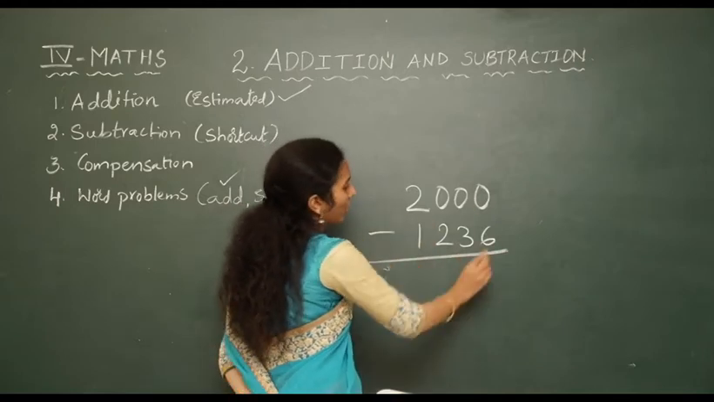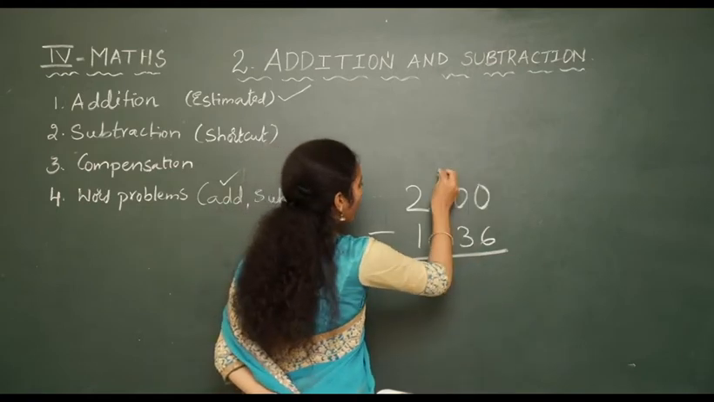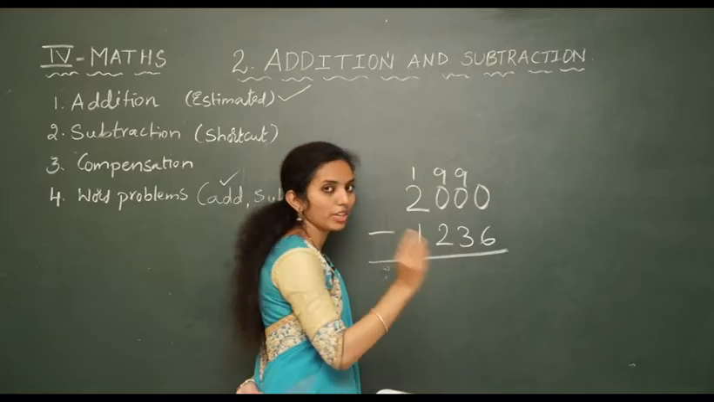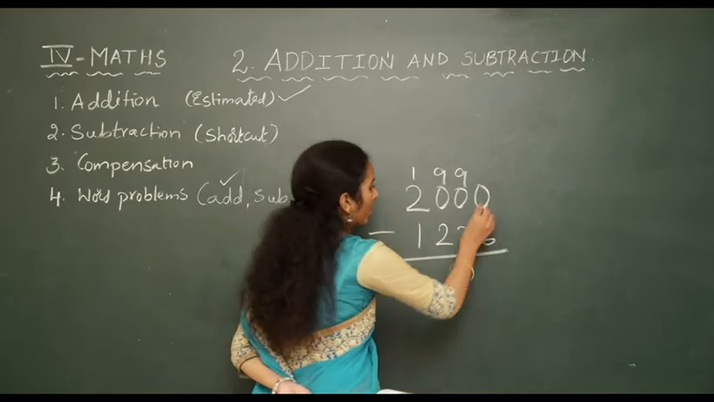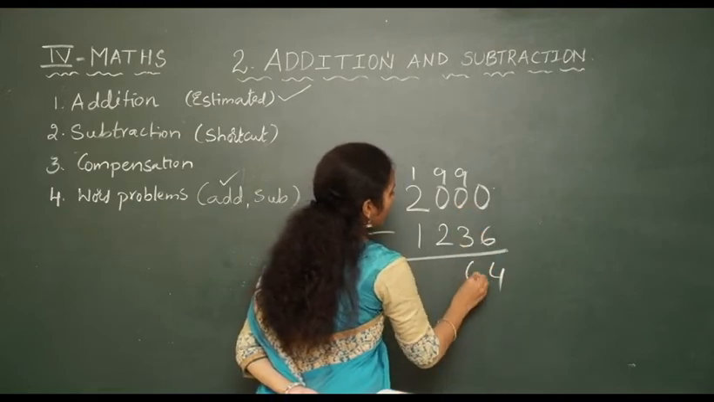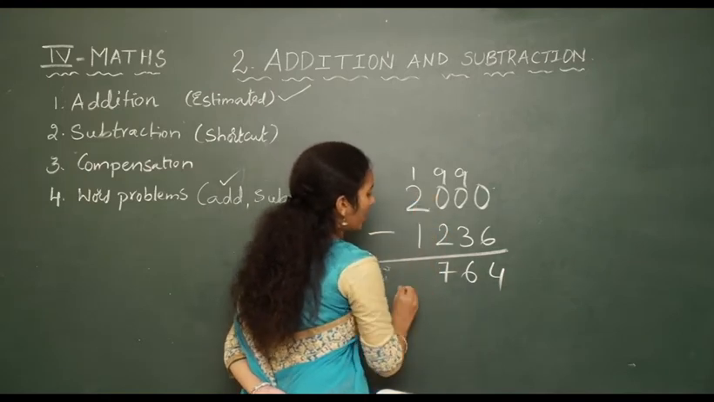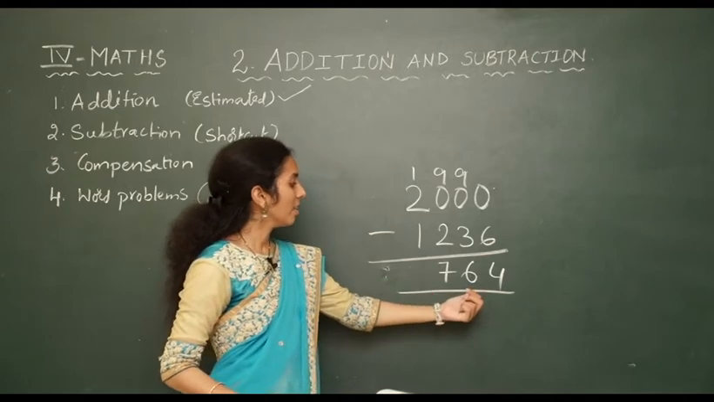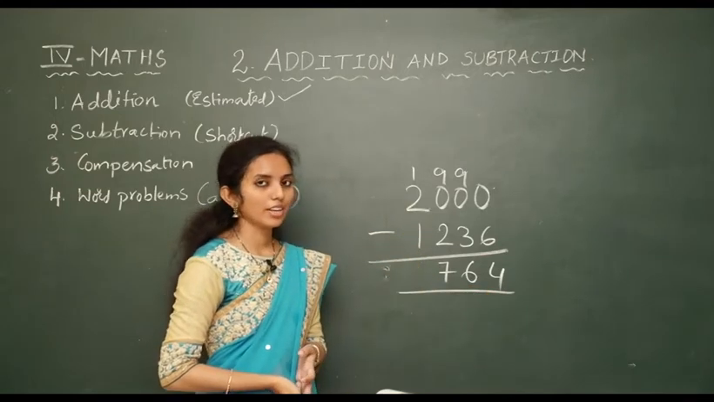So by borrowing 1 from all the places, here we get 9, here we get 9, here 2 and here 1. I am doing it directly as you are familiar with subtractions now. 10 minus 6, 4. 9 minus 3, 6. 9 minus 2, 7. So 1 minus 1 is 0. So the answer is 764, the difference between 2000 and 1236.